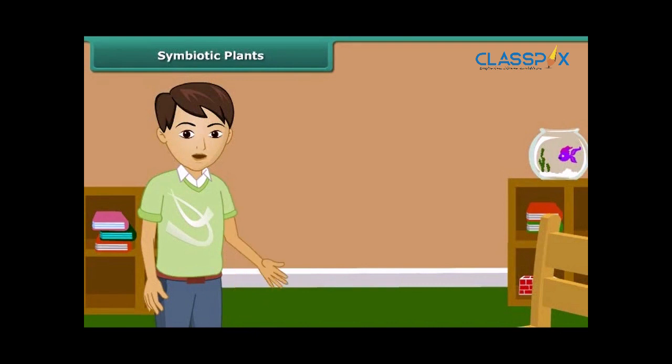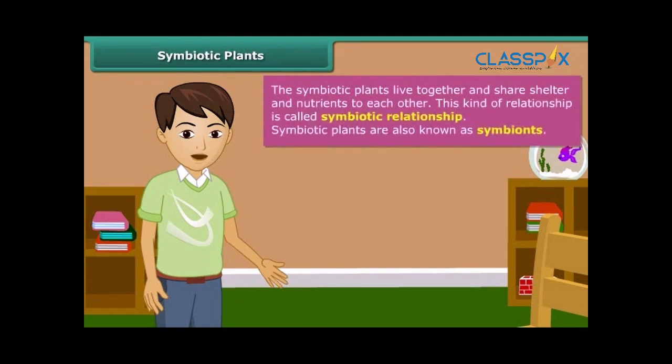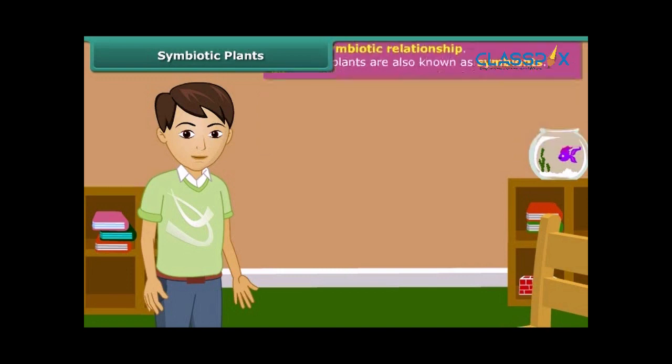Friends, have you ever heard about symbiotic relationship? And what is the meaning of this term exactly? The relationship between 2 dissimilar organisms in which both are living together and share shelter and nutrients with each other is called symbiotic relationship. The organisms which are involved in this kind of relationship are called symbionts.